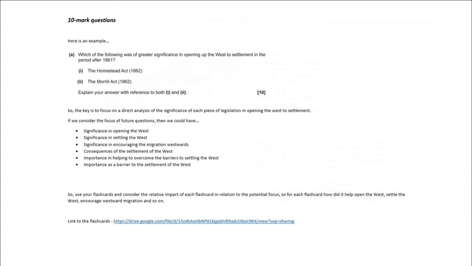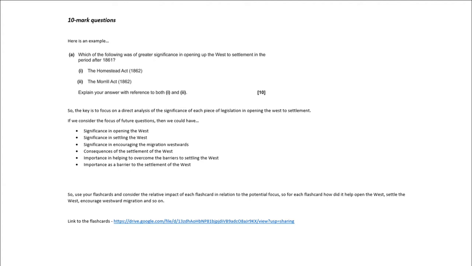So we know that the first question on the exam is a 10-mark question. Here is an example from the westward expansion section of the course. Which of the following was of greater significance in opening up the West to settlement in the period after 1861? We've got the Homestead Act, we've got the Morrill Act. So therefore, the focus needs to be on which of those was more significant, which of those were more responsible for facilitating that opening up of the West.